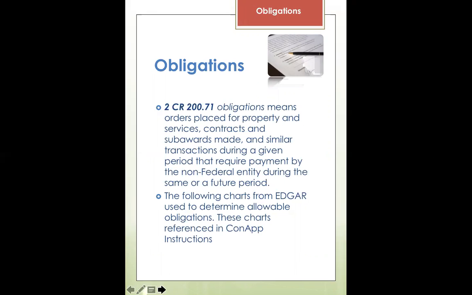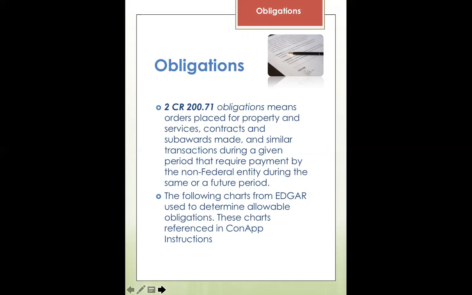And what we're looking at, this is out of the Education Department General Administrative Regulations, and it's the source for determining the timelines for what we call an obligation. We just say the word spent, but an obligation is a more technical term. And so obligations are orders placed for property, services, contracts. And the following charts from EDGAR are extremely helpful. Especially when you get close to the end of the year and you have money that needs to be spent, you want to know what you can count.